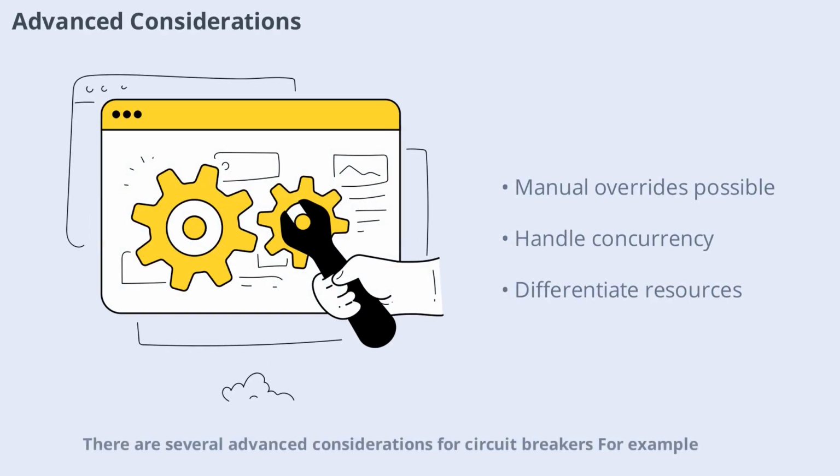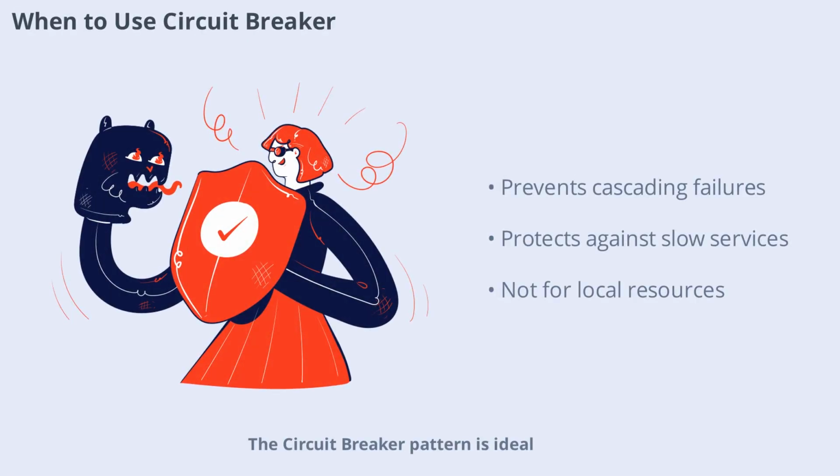There are several advanced considerations for circuit breakers. For example, you might want to allow manual overrides, so administrators can reset the breaker if needed. In large distributed systems, be careful with concurrency. Don't let the circuit breaker block too many requests or add overhead. Also, differentiate resources. Don't use a single breaker for multiple independent resources, as this can block healthy parts of your system unnecessarily.